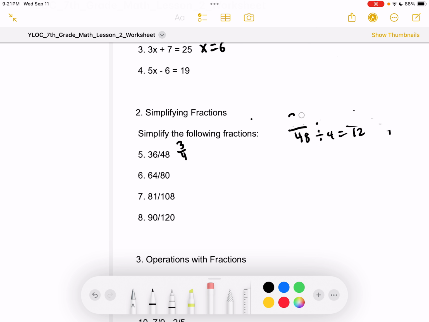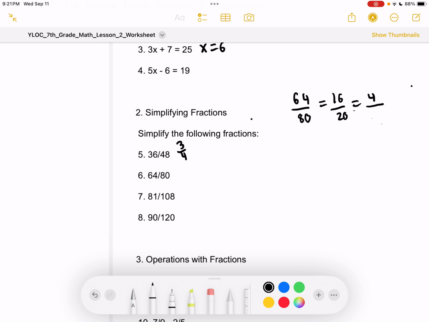So we can start with small numbers and work our way to the simplified fraction. So 64 over 80. We can start small by using a number such as 4. So 64 divided by 4 is 16, and 80 divided by 4 is 20. Now we can divide by 4 again. 16 divided by 4 is equal to 4. 20 divided by 4 is equal to 5. And we can't simplify 4 and 5 further, so our simplified fraction would be 4 over 5.